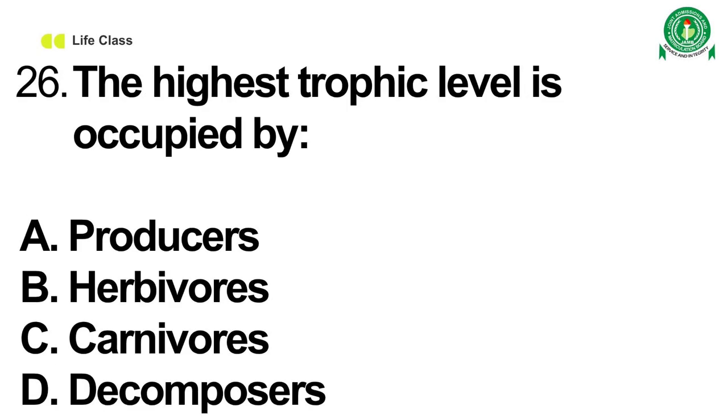The highest trophic level is occupied by A, producers, B, herbivores, C, carnivores, and D, decomposers. Now, a lot of people will say the answer is C, carnivores, but the correct answer is D, decomposers, because they're actually at the end of the chain. So producers produce the food, herbivores feed on the food, carnivorous animals feed on the herbivorous animals, and the decomposers at the end act on the dead carcass of these carnivorous animals. So the correct answer is D, decomposers.